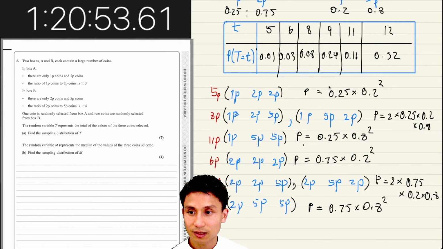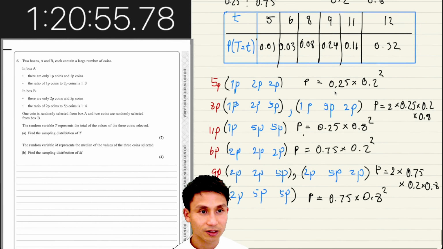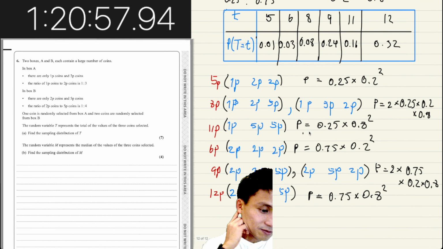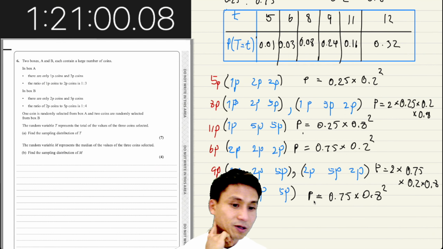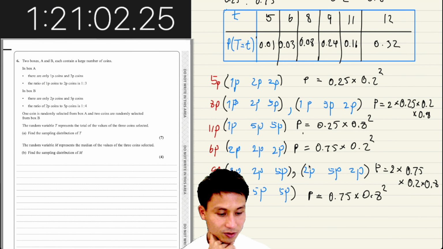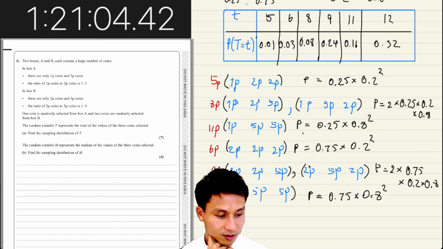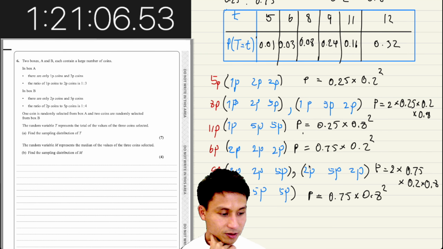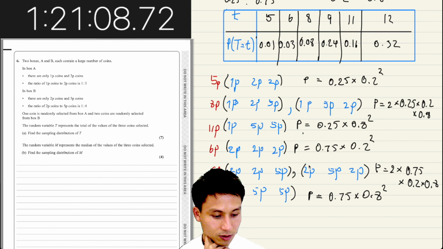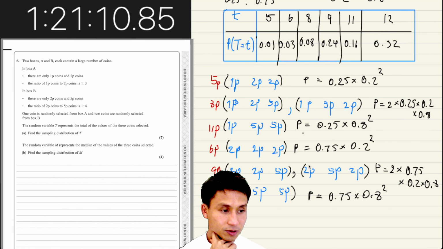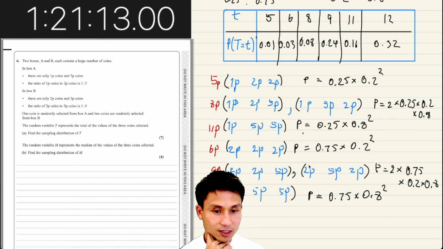That's not, yeah, that should be fine. Okay, I'm gonna check the 11. So 0.25 times 0.8 squared. Wait. 1.6, yeah. The last case, 0.75 times 0.8.